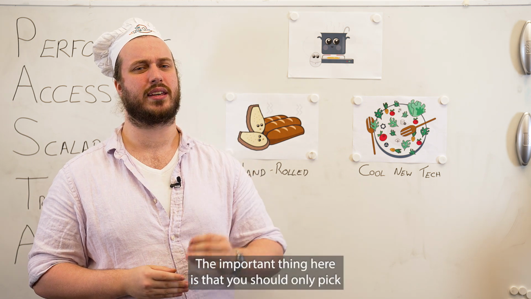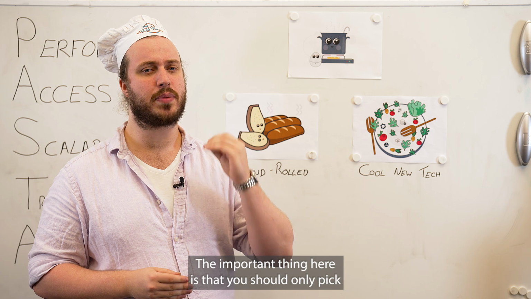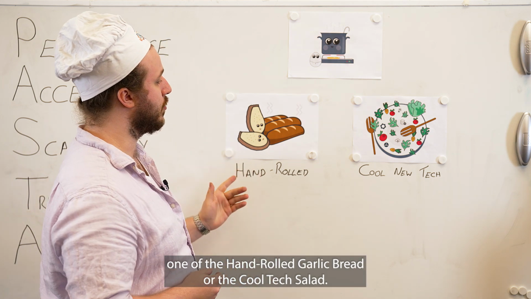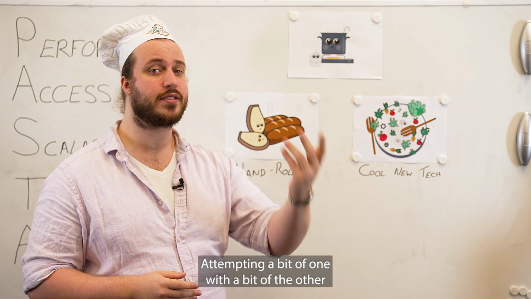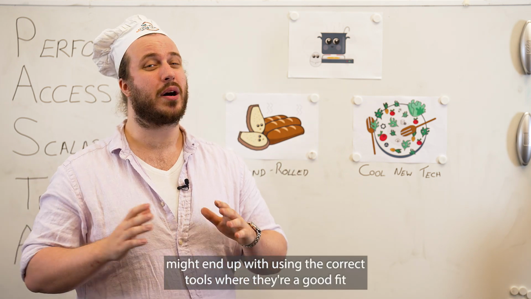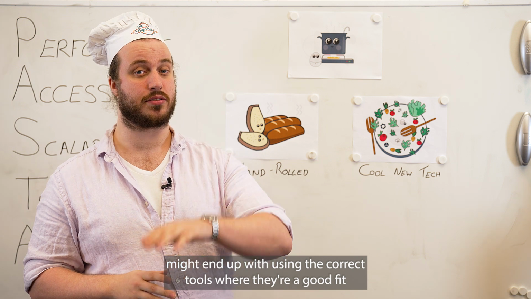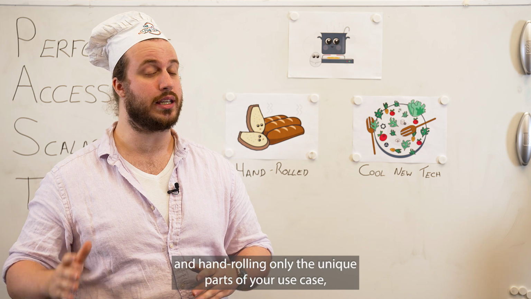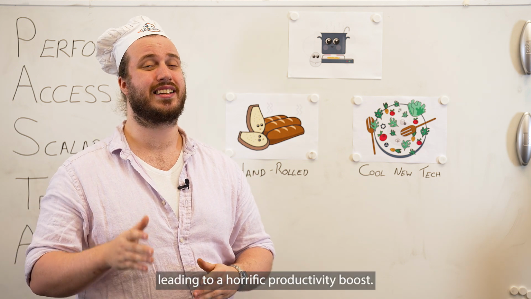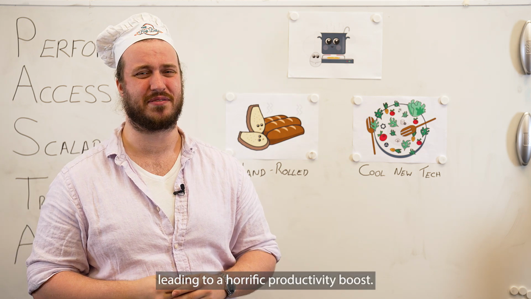The important thing here is that you should only pick one of the hand-rolled garlic bread or the cool tech salad. Attempting a bit of one with a bit of the other might end up with using the correct tools where they're a good fit and hand-rolling only the unique part of your use case, leading to a horrific productivity boost.